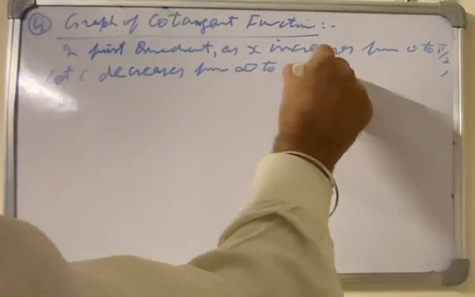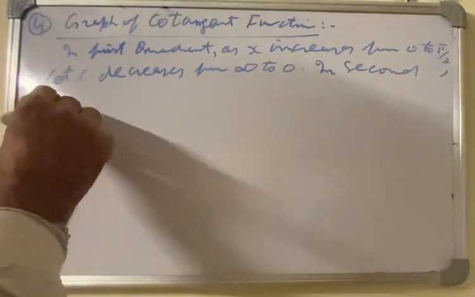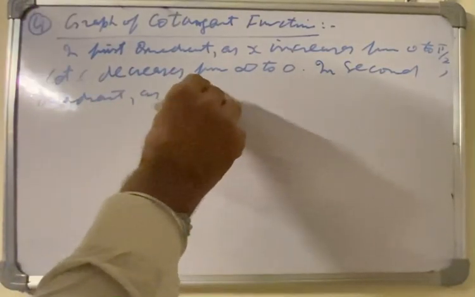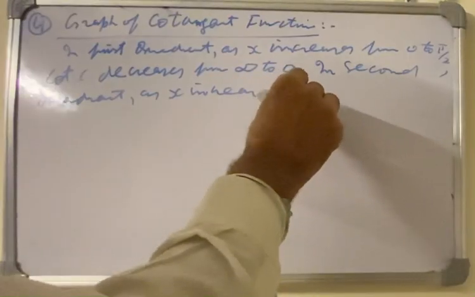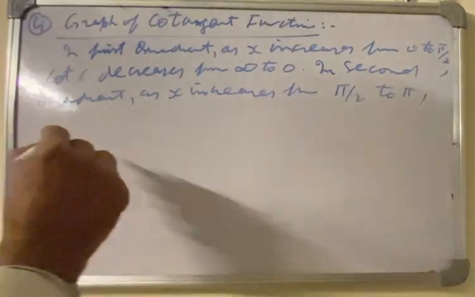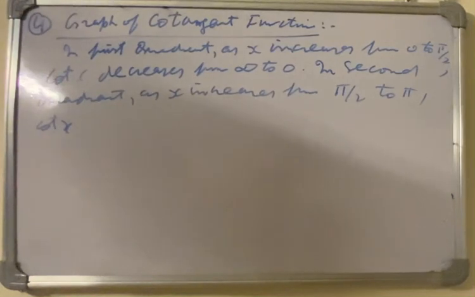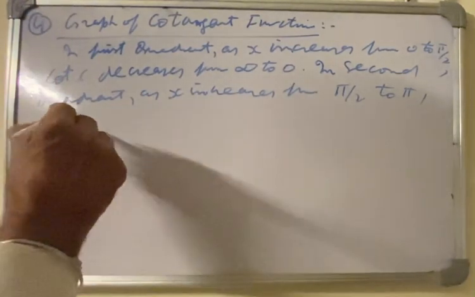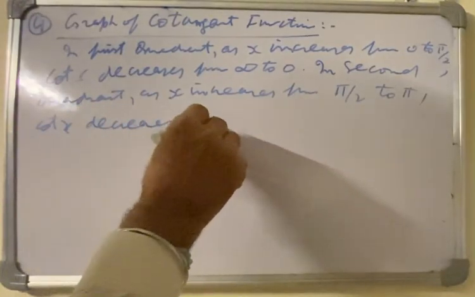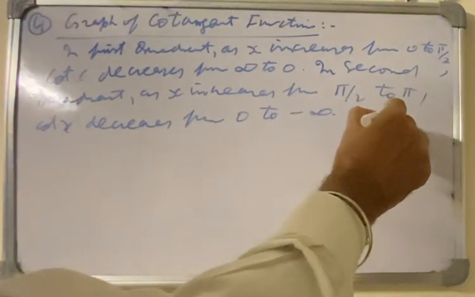In second quadrant, as x increases from pi by 2 to pi, then cot x decreases from 0 to minus infinity.